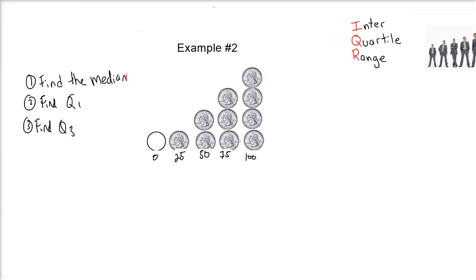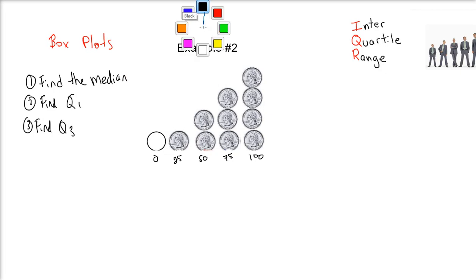All right, so this video is going to be about the interquartile range, and these are going to be box plots. That's what they're called. They're box plots. And a box plot looks like this, right?